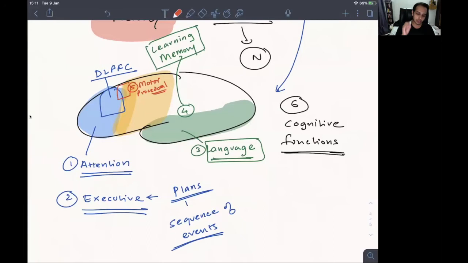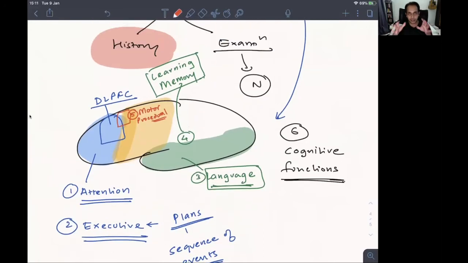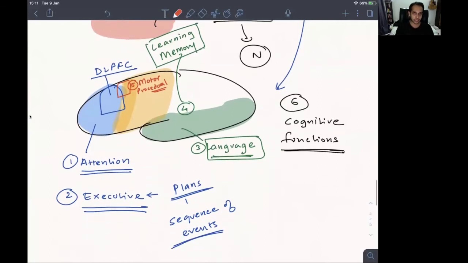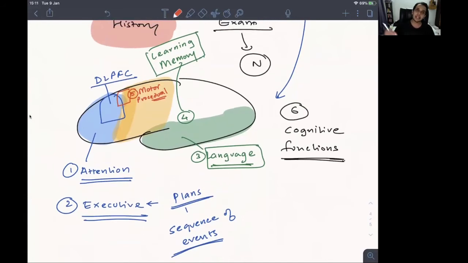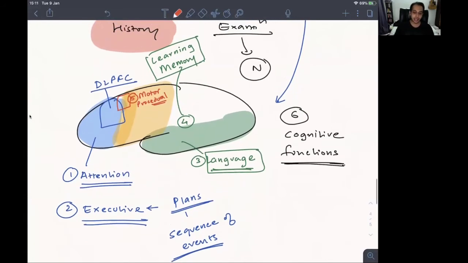So if you think that your goal in life is to make chai, then you can see what all areas of the brain you need to make chai. So you need to pay attention, you need to have executive function, you need to be able to learn because somebody taught you to make chai, and they probably taught you using some language, and you need to have motor procedural skills. And the last one, the trickiest one to remember, is social cognition.